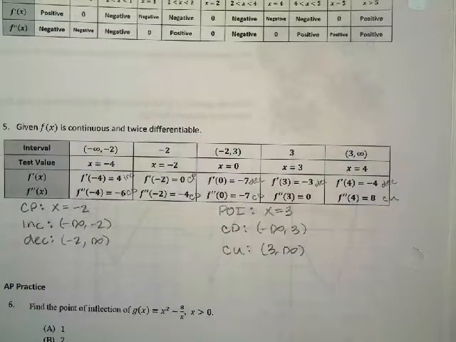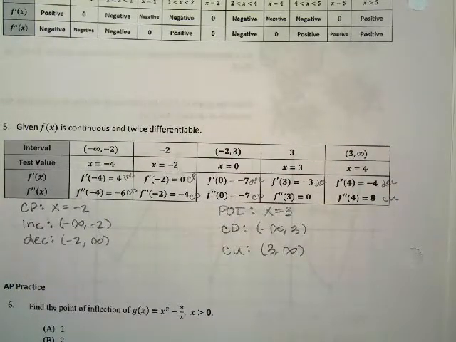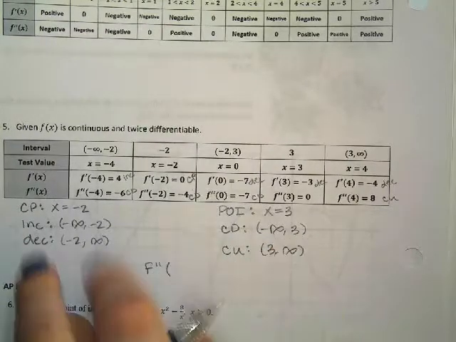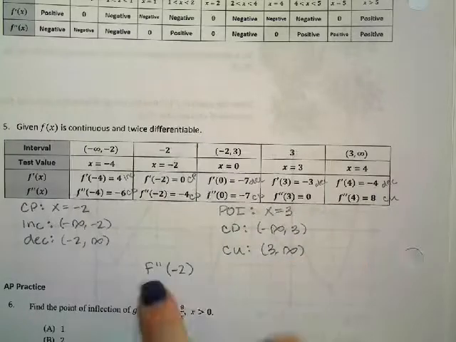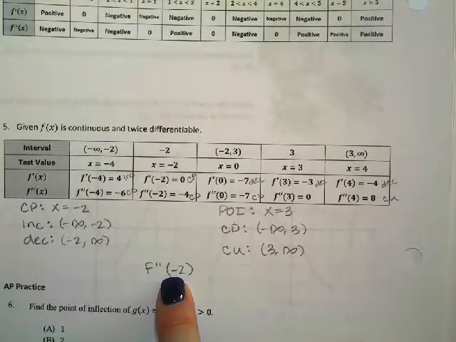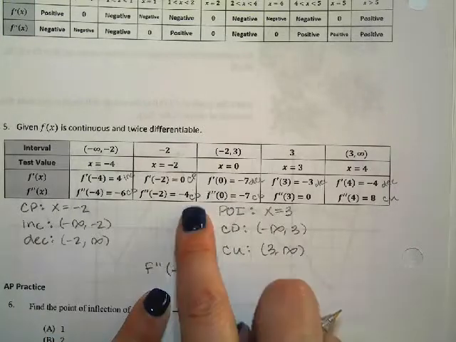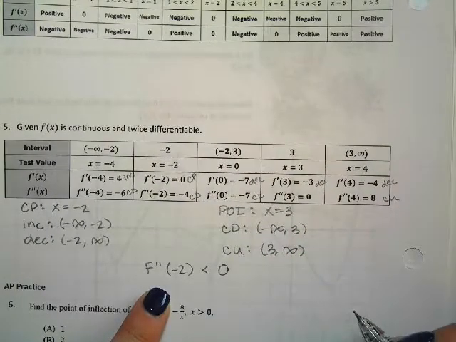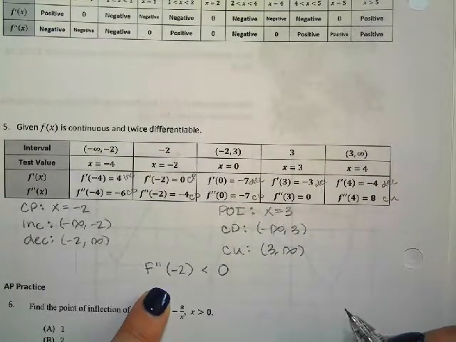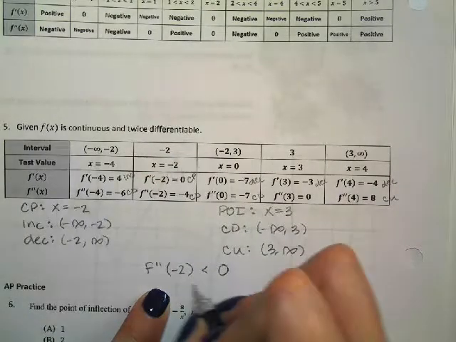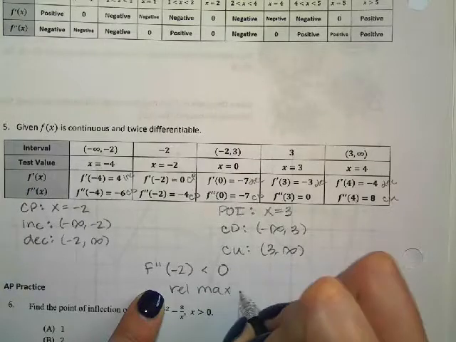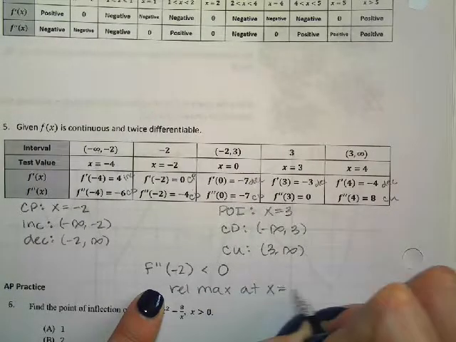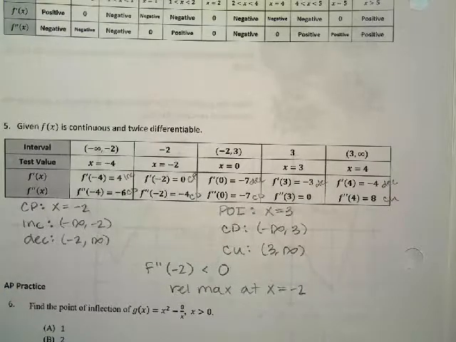To use the second derivative test to determine if we have a relative max or min, we have to say f double prime of -2. We have to know what the sign is. Just looking at your packet, it says f double prime of -2 equals -4. So that means f double prime of -2 is less than 0, which means it is concave down, which means it's a relative max. So that means relative max at x equals -2, but we don't have enough information to find the y-coordinate, so that's all we can say.